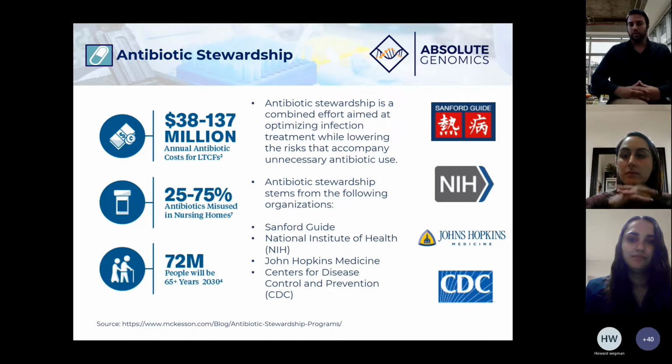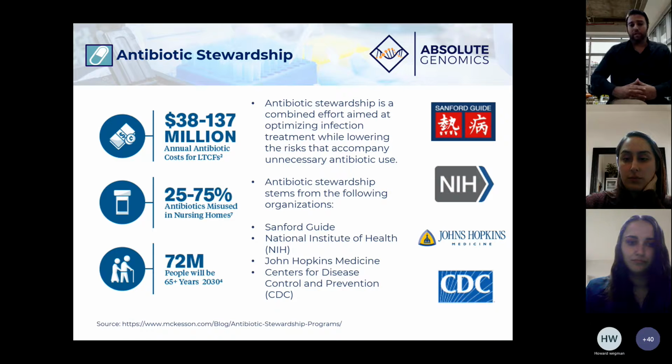Each year in nursing homes, the usage of antibiotics is around $130 million. So you can see the magnitude of how people are being prescribed. The biggest problem with that is that 25 to 75% of those antibiotics are misused. So either they are not recommended for that specific bacteria, or they are used preventively. So there is this misuse, and that is one of the leading causes for antimicrobial resistance and secondary infections.